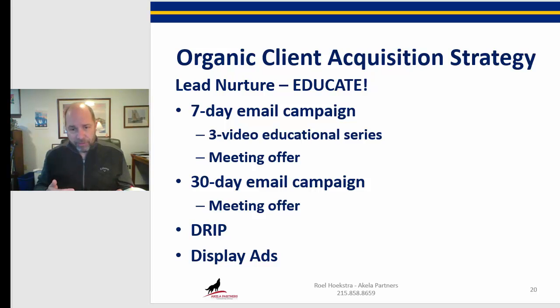So our approach is now divided into 4 components. A 7-day email campaign that uses 3 educational videos and a specific meeting offer to get those that are sort of ready, the top 1 or 2%, your now buyers, to take an action. A 30-day email campaign that helps those that are really problem and process aware raise their hand. And then importantly, a long-term drip plan that allows you to nurture all of these leads.